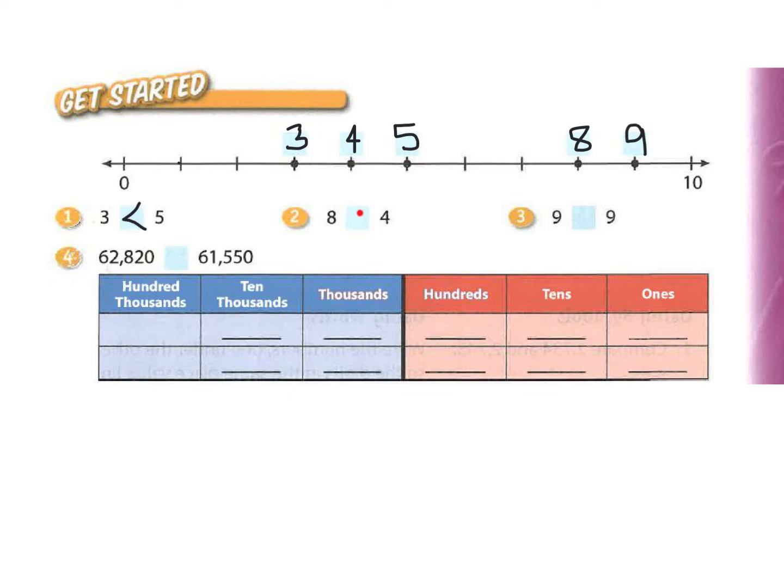The next one, 8 compared to 4. So 8 is up here, 4 is down here. So we know that 8 is greater than 4. And again, the alligator is going to eat the bigger number. It's just facing this way now.